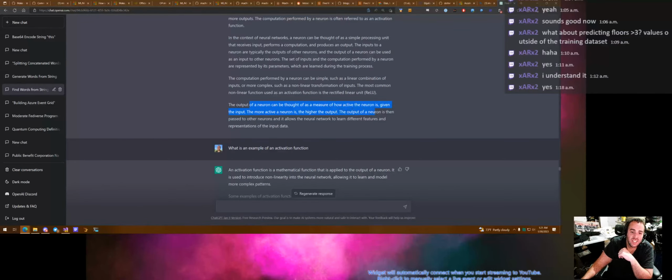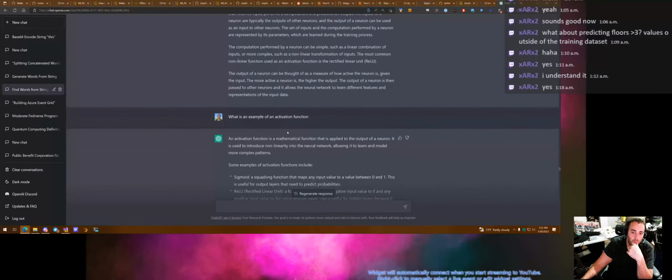The output of a neuron is then passed into other neurons, and it allows the neural network to learn different features and representations of the input data. So that really doesn't tell you much other than the higher the value that comes out, the more active it is. So I guess that's more important, right?